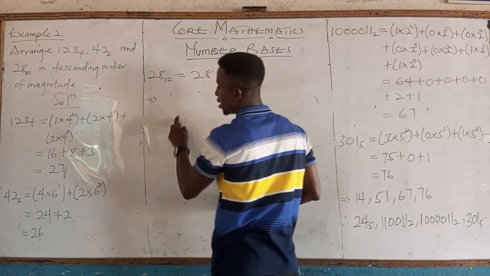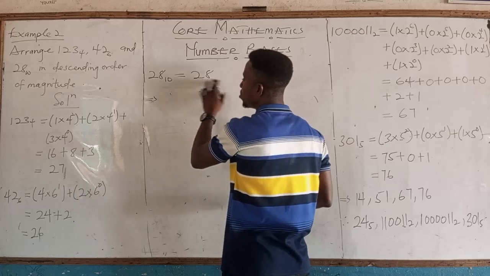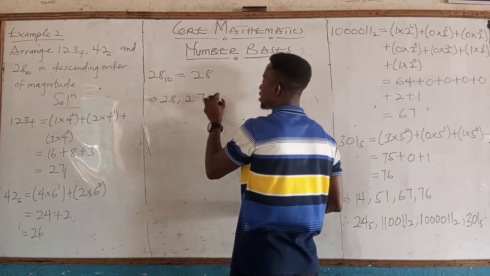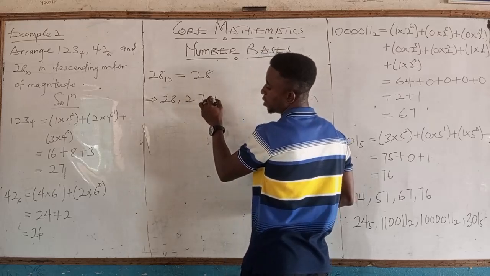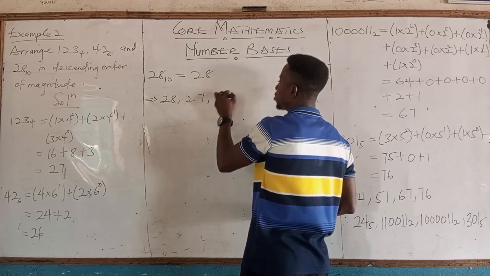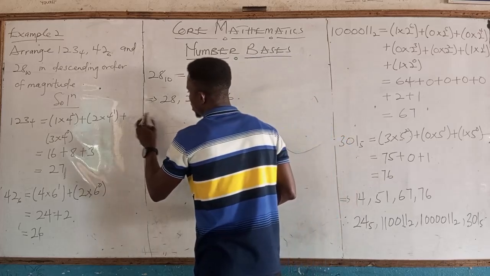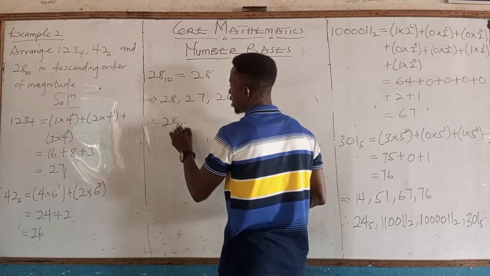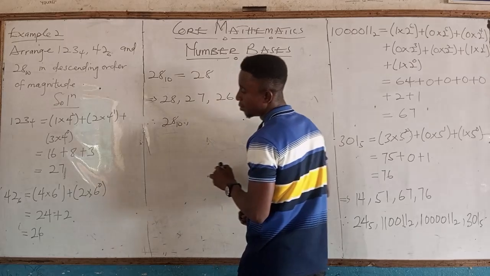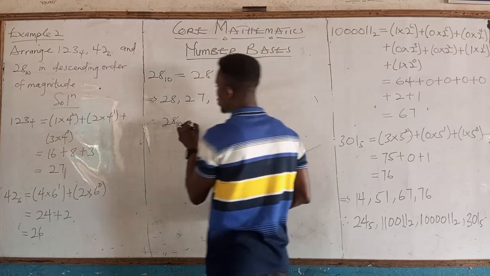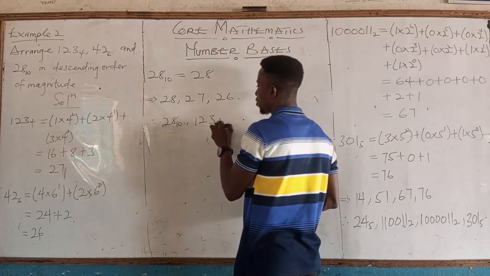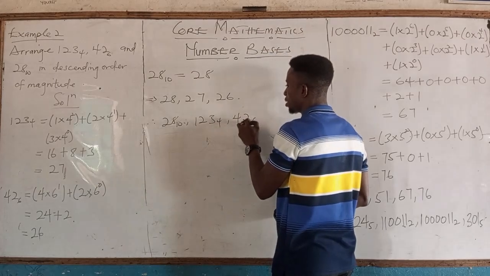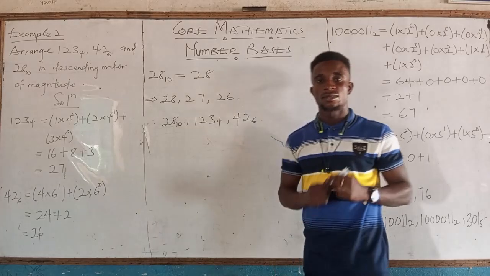So this implies that in descending order, the biggest number is 28, then followed by 27, and lastly, 26. So we have 28, which corresponds to 28 base 10, then followed by 27, which corresponds to 1, 2, 3 base 4, and lastly 26, that is 4, 2 base 6. So that is that. Are we clear?